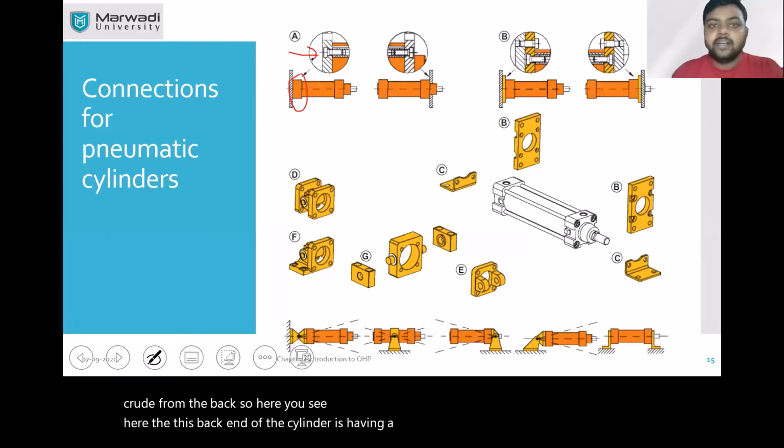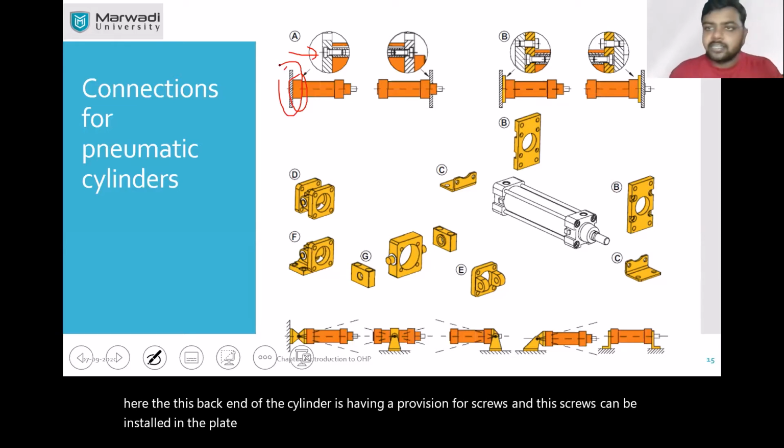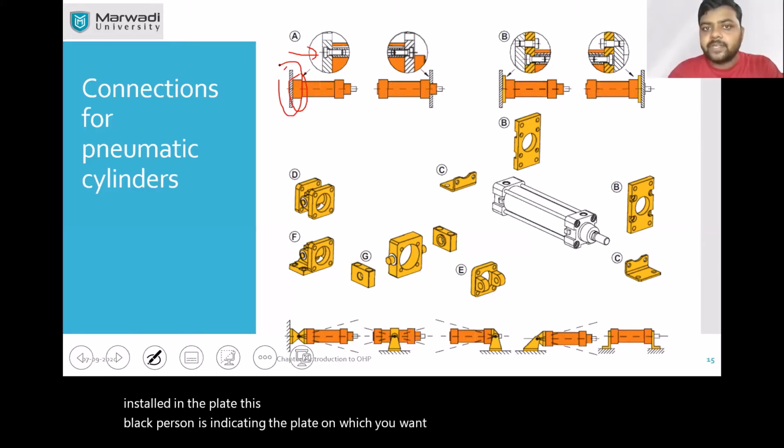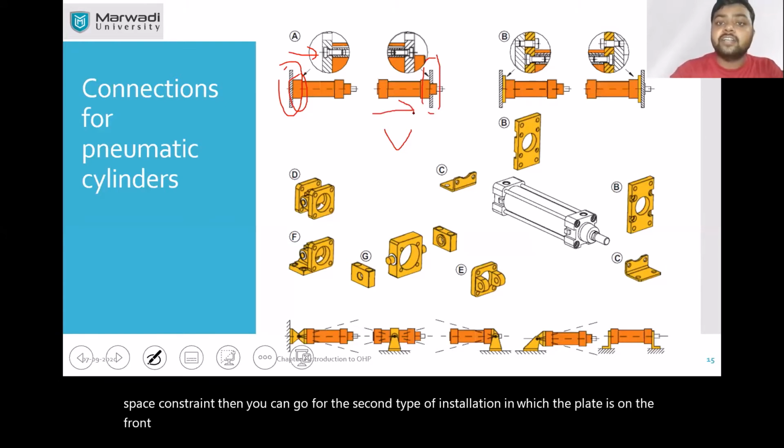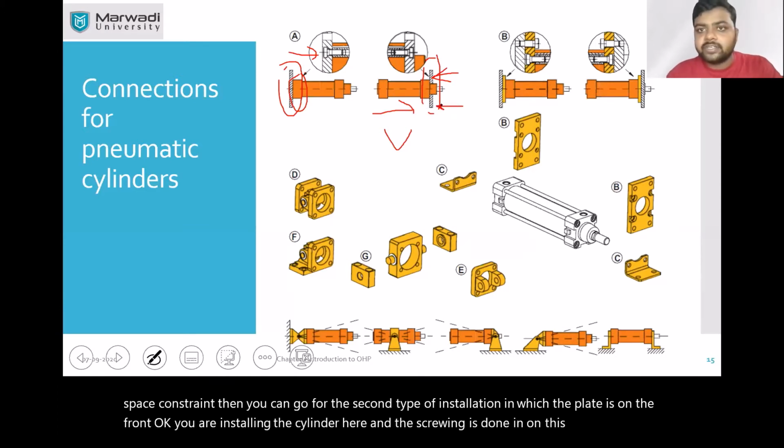Okay, and these screws can be installed in the plate. This black portion is indicating the plate on which you want to install the cylinder. Okay, if there is a space constraint, then you can go for the second type of installation in which the plate is on the front. Okay, you are installing the cylinder here and the screwing is done on this end. Okay, so this is another possible installation.